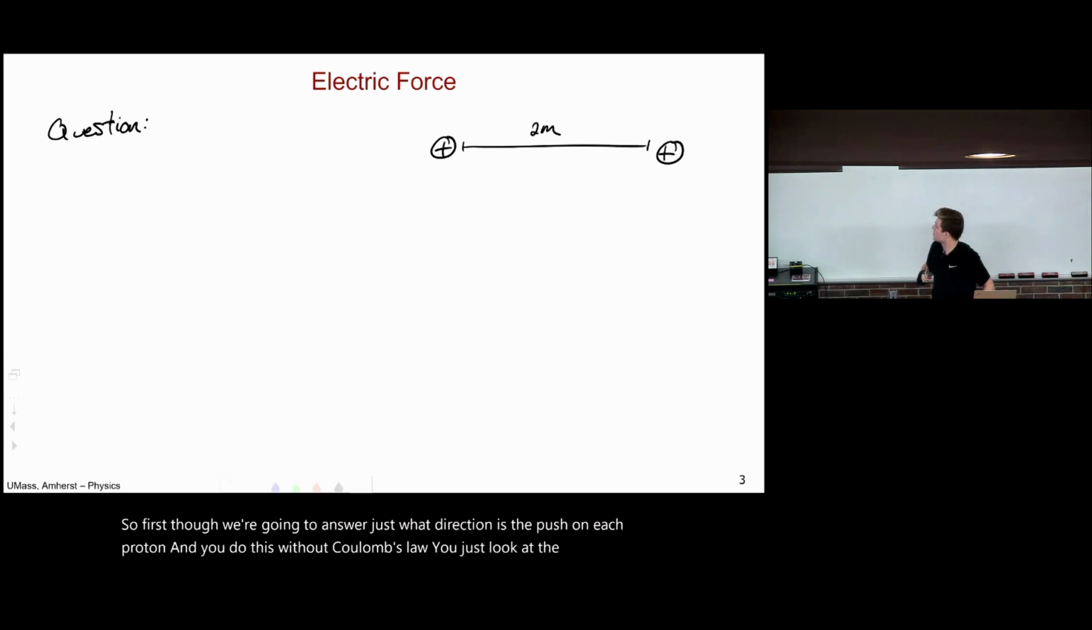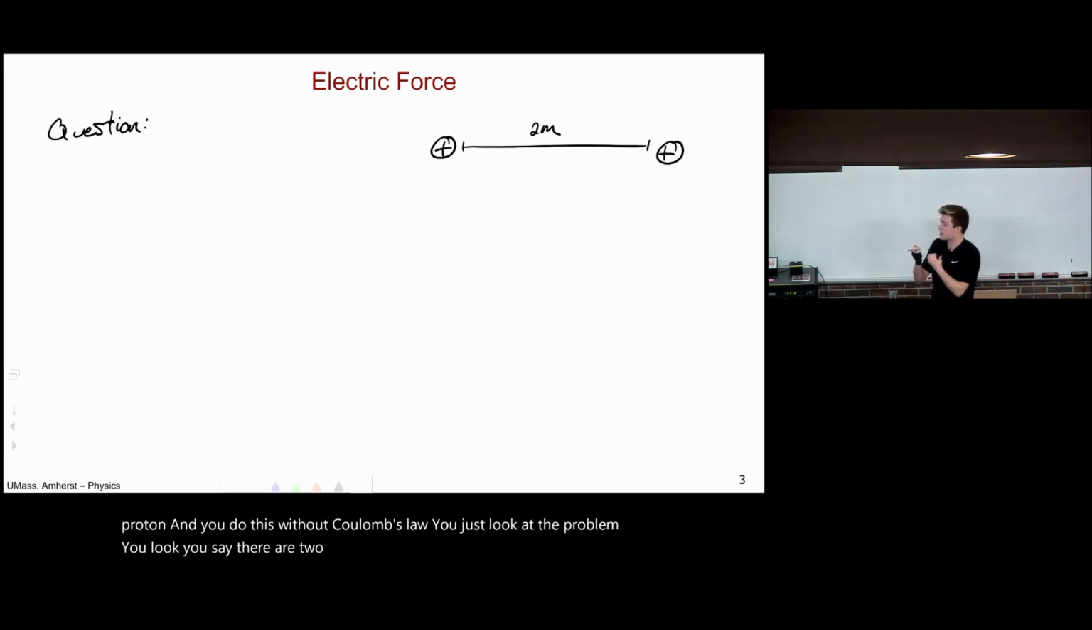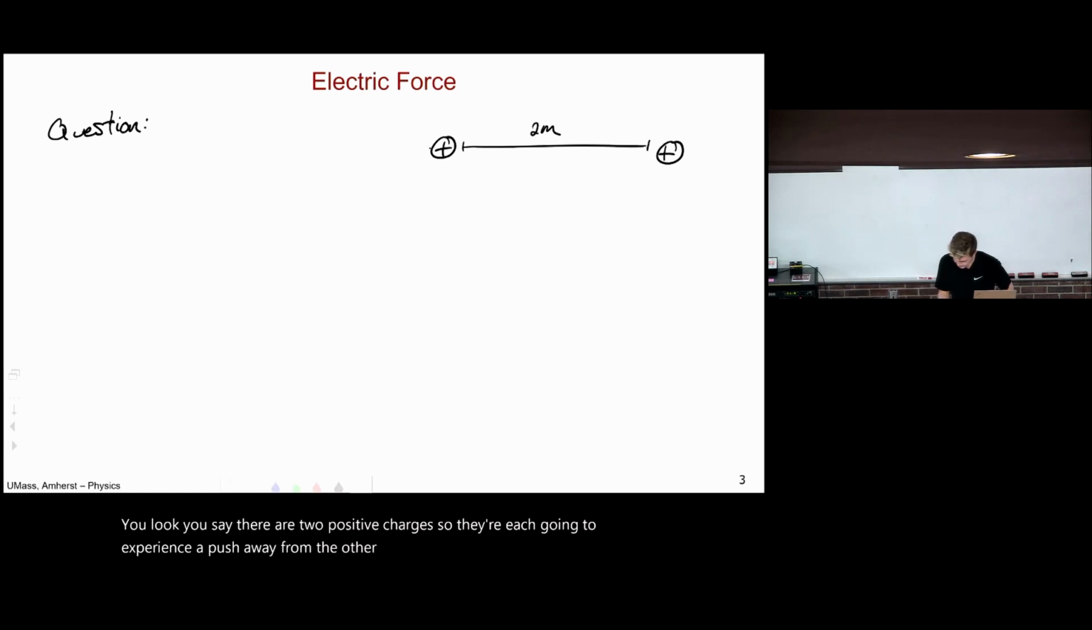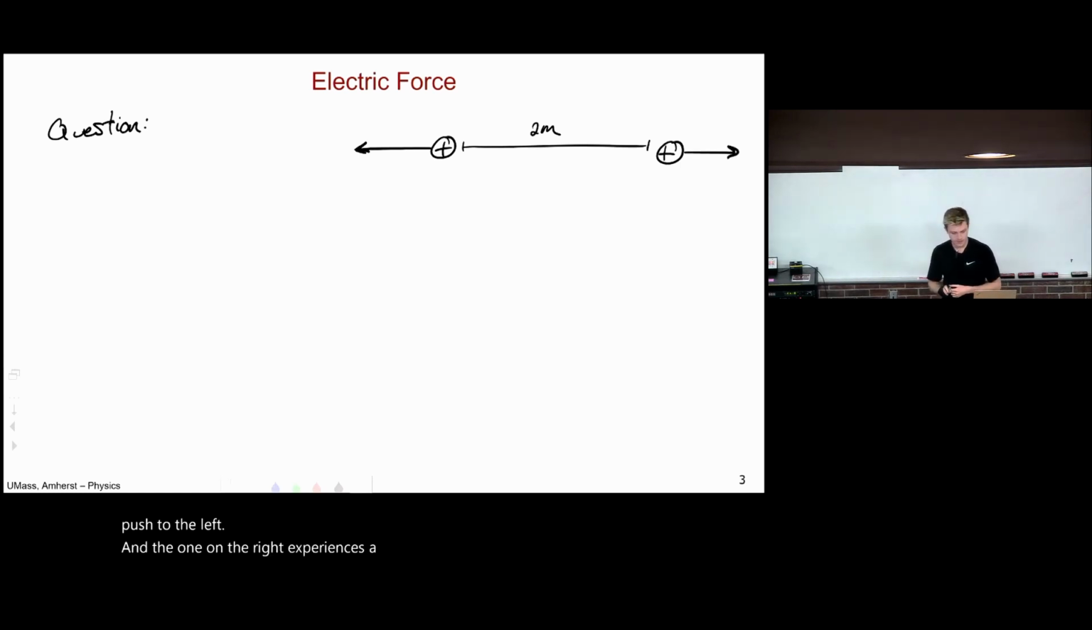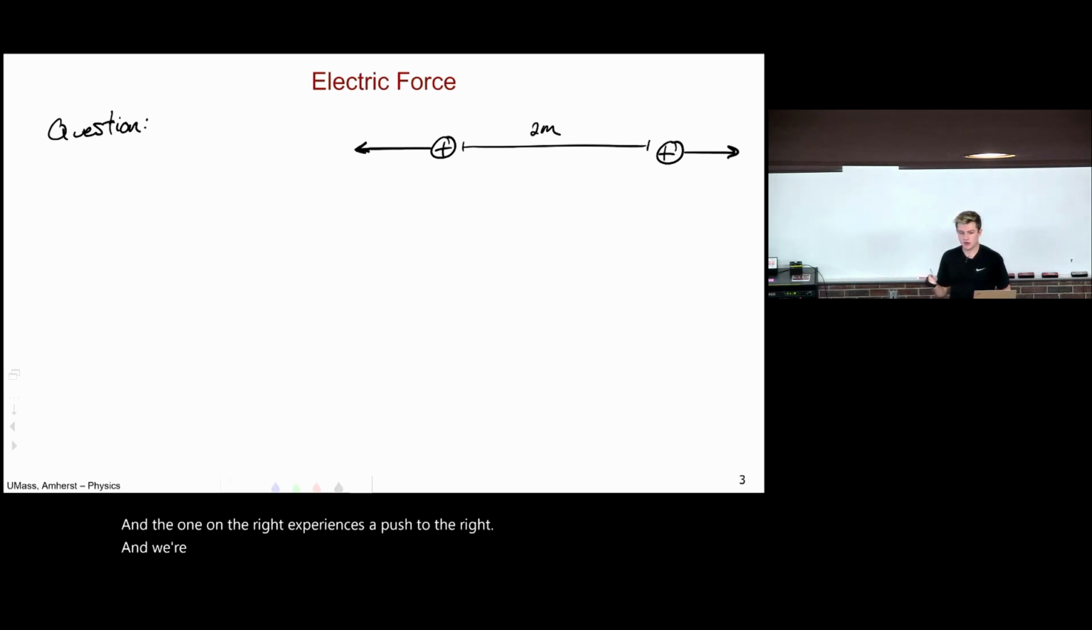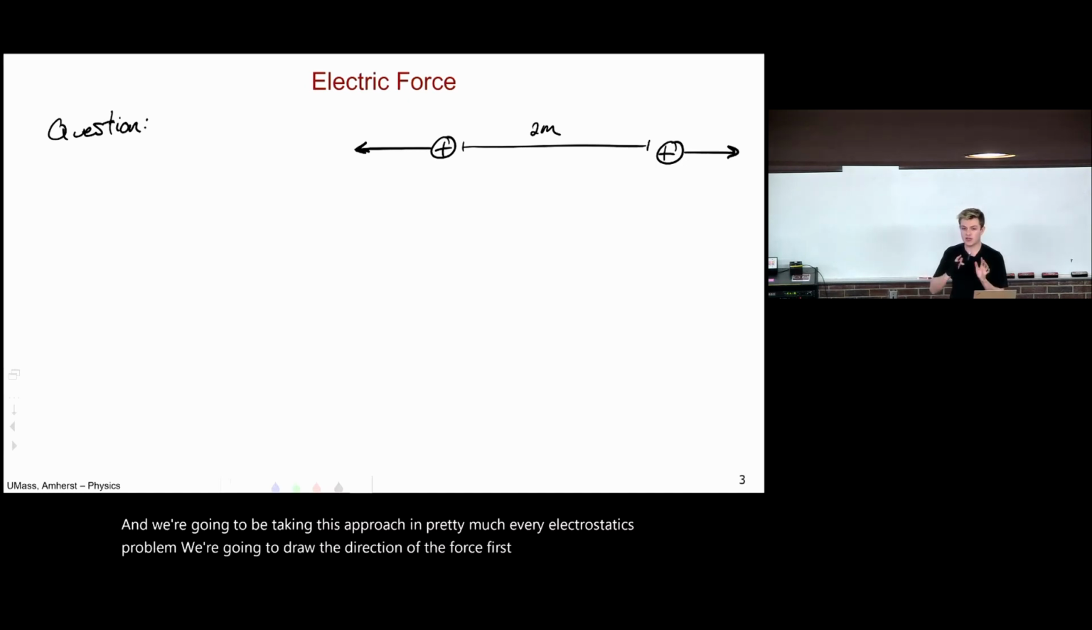You say, oh, there are 2 positive charges, so they're each going to experience a push away from the other one. The one on the left experiences a push to the left, and the one on the right experiences a push to the right. And we're going to be taking this approach in pretty much every electrostatics problem. We're going to draw the direction of the force first, and then separately compute the size of the arrow, how big, how many newtons it is.